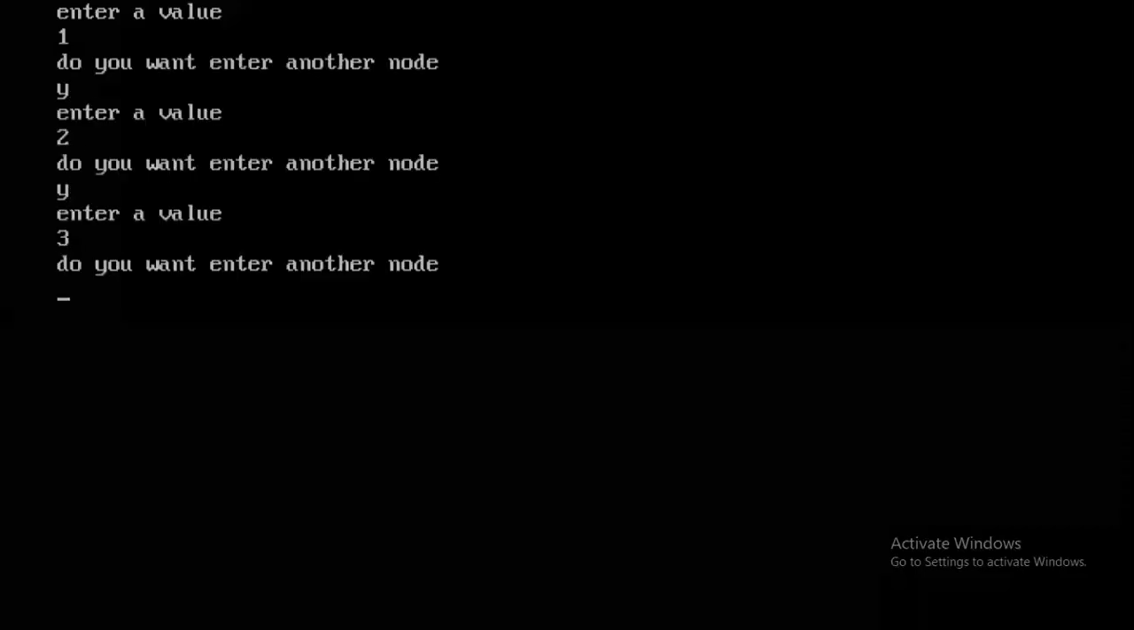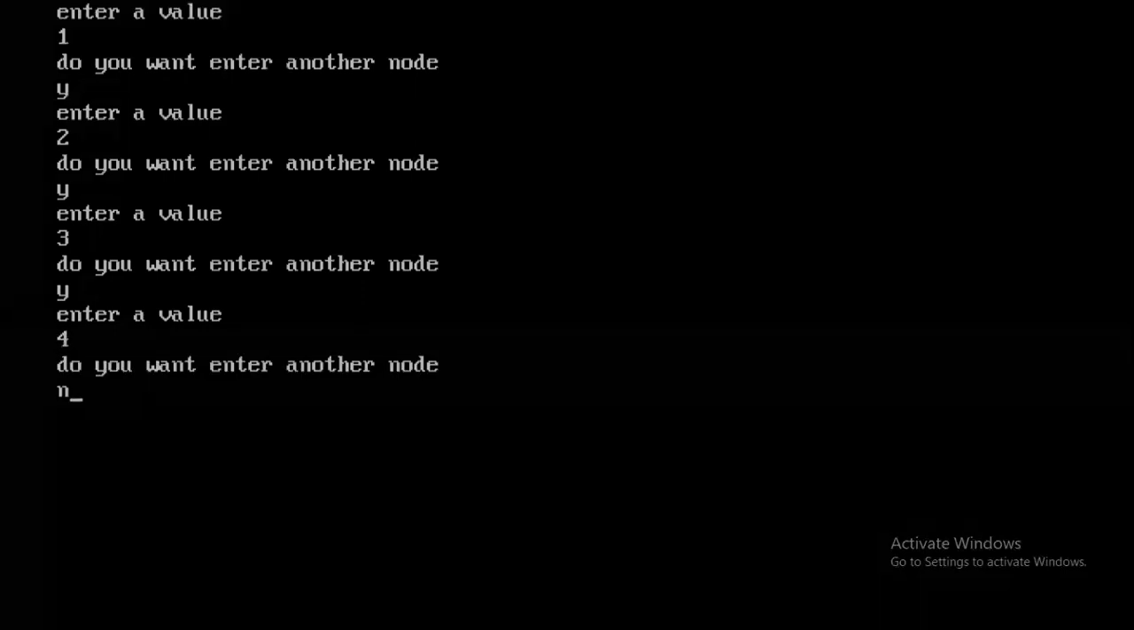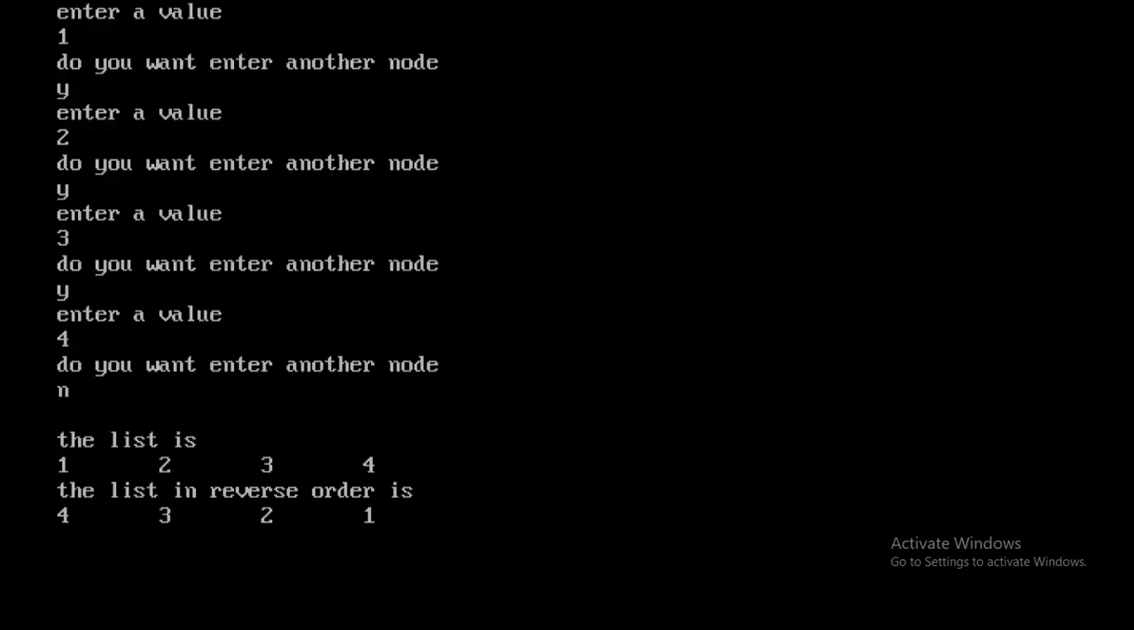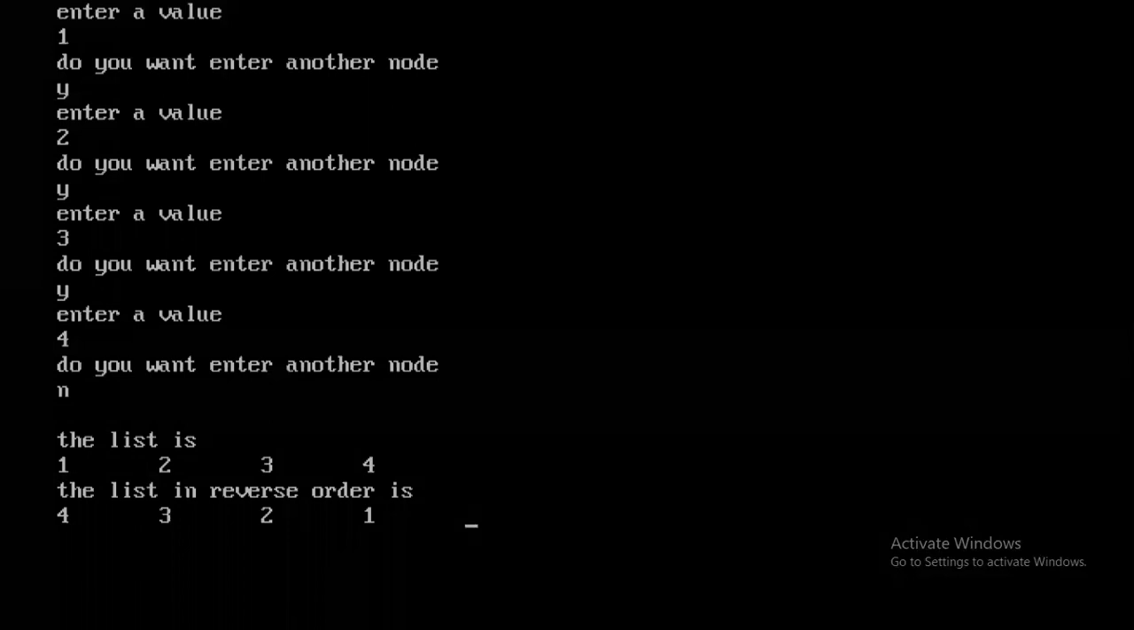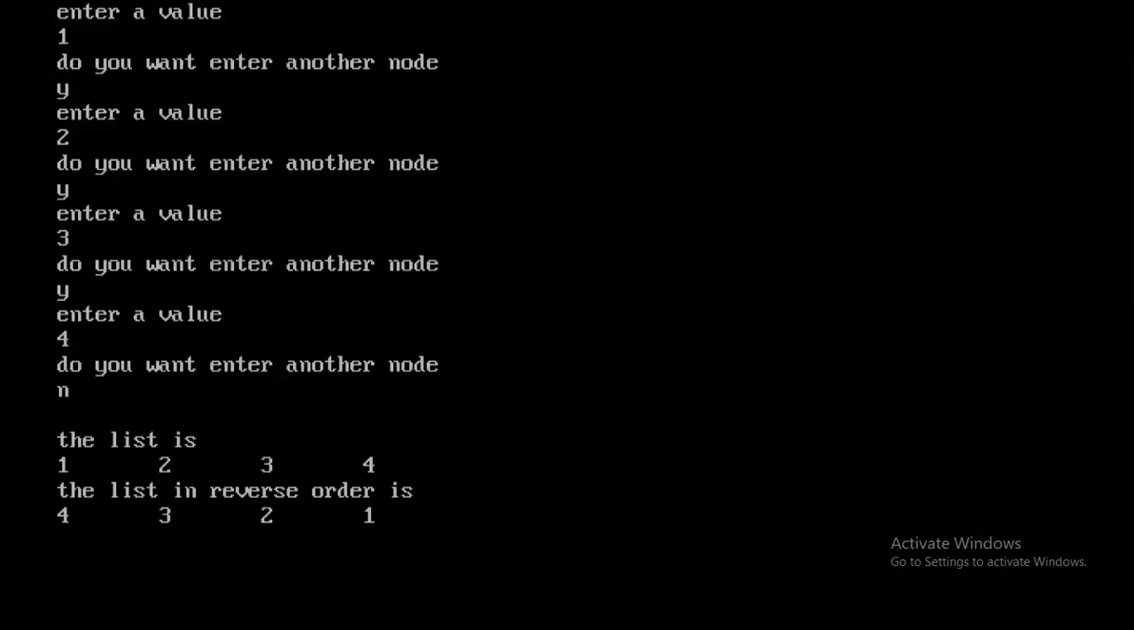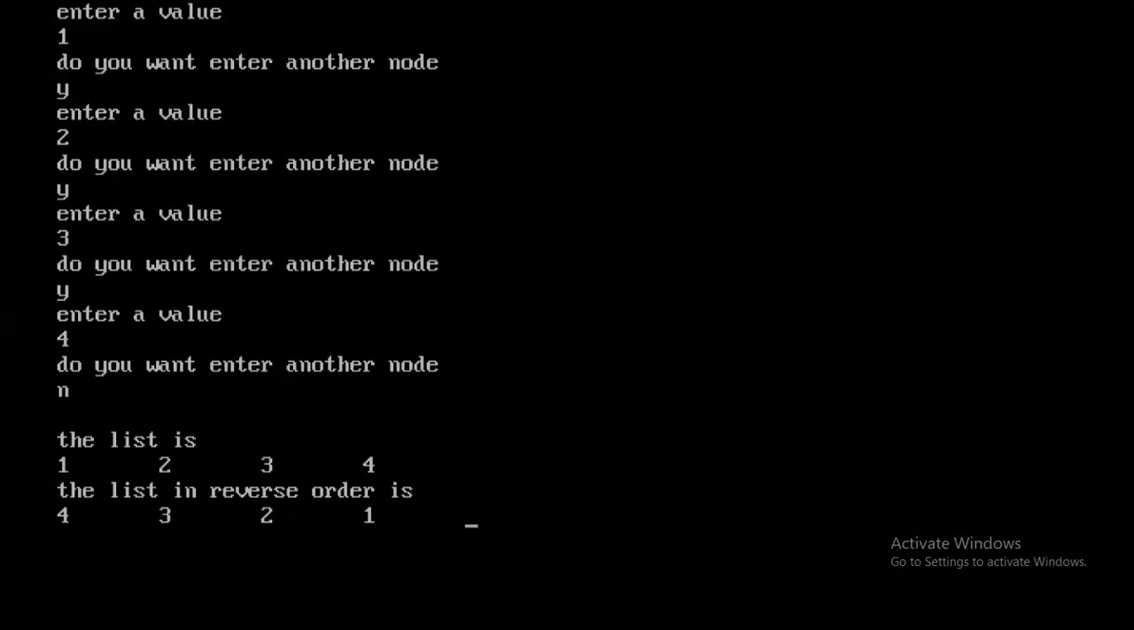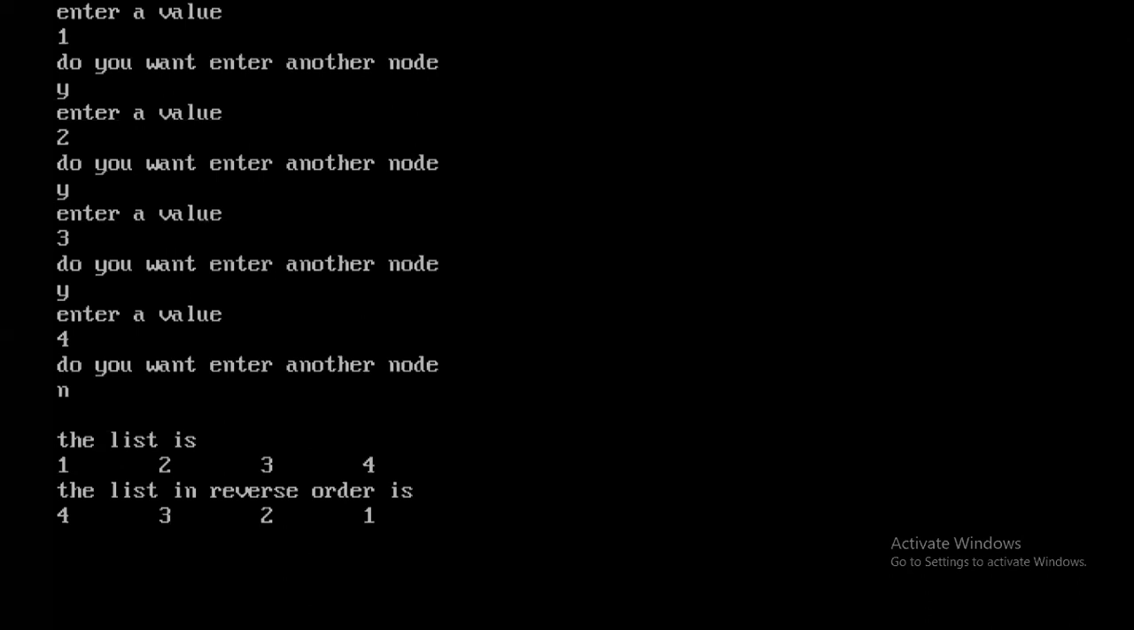1, yes, 2, yes, 3, yes, 4, no. The list is 1, 2, 3, 4. The list in reverse order: what is the reverse order? 4, 3, 2, 1 is the list. So this is the way to print the list in both forward as well as backward direction. This is one advantage of the double linked list. So this is about the double linked list: create, display and reverse. We have two more modules, insertion and deletion, which will be covered tomorrow.